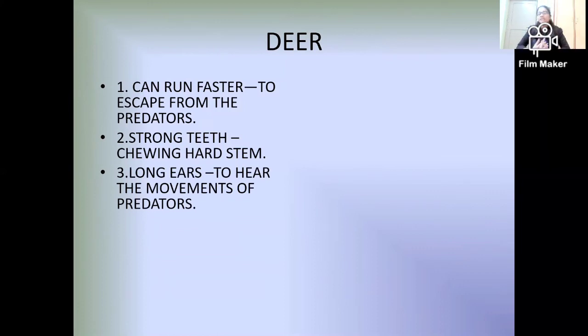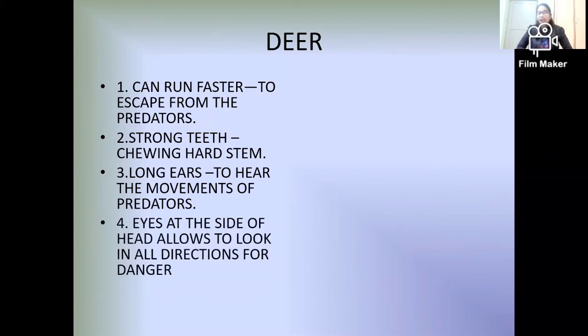Now it has long ears to hear the movements of a predator. Four, eyes. It has eyes at the side of the head. It doesn't have them in front. It has them at the side of the head, which allows it to look in all directions for danger. So due to the eyes at the side of its head, it can see all around its body, whatever is happening all around its body. It can look in all directions without turning its head.